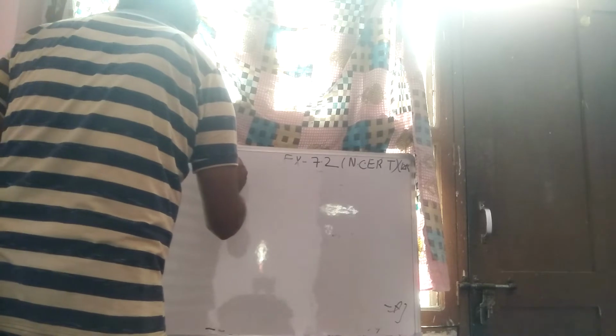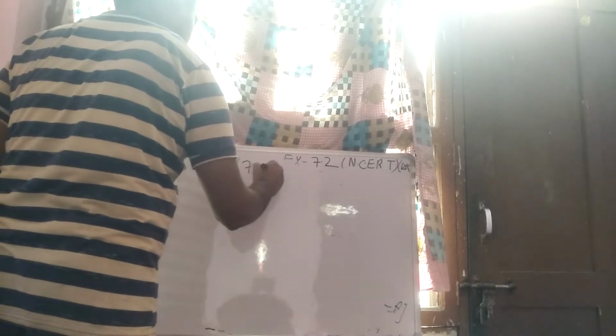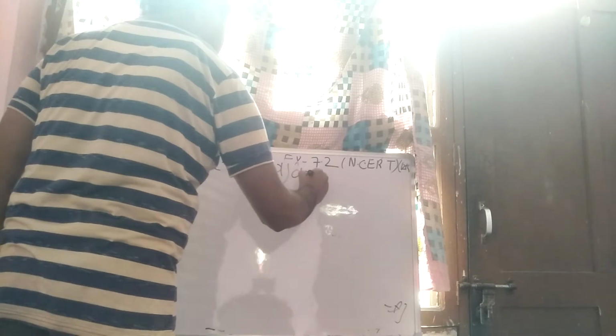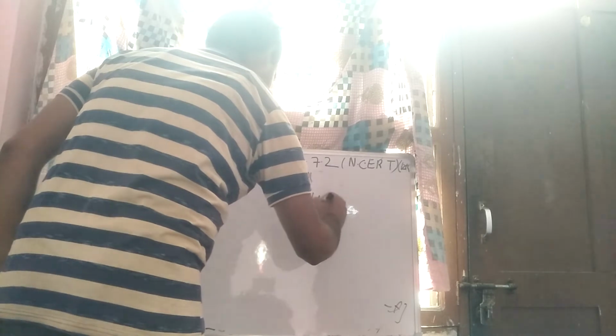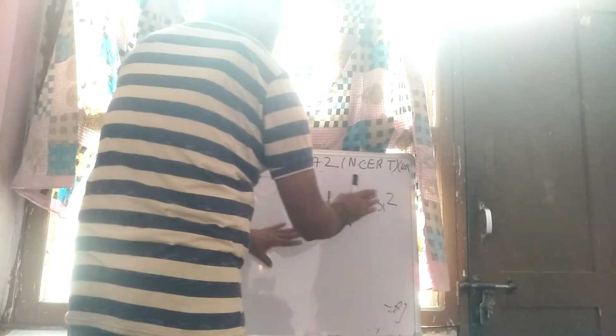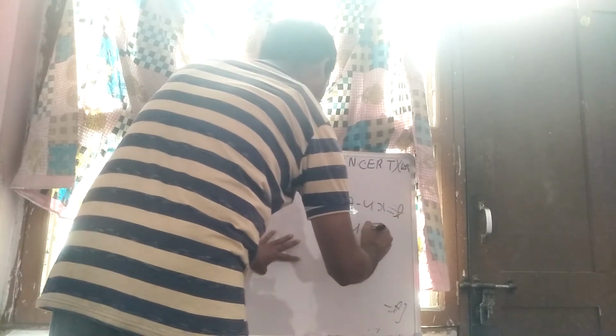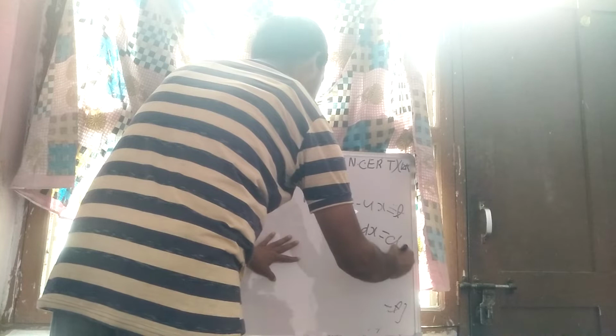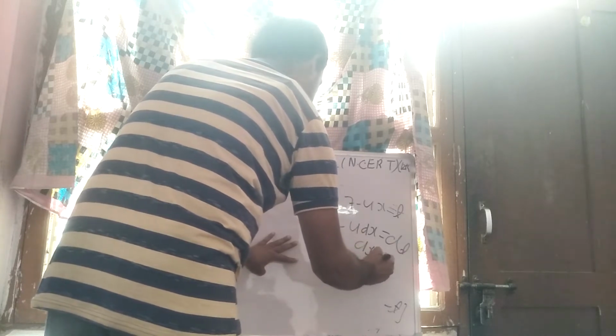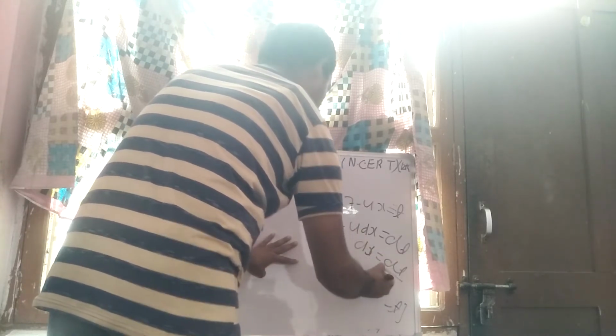Square. Next, sec square (7 minus 4x) into dx. We also put this. This is the method: 7 minus 4x equal to t. So this is minus 4 into dx equal to dt. We also know that dx equal to dt upon minus 4. This is the value of dx.